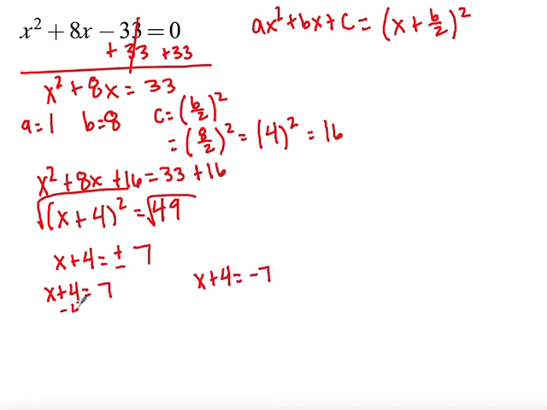So then I'm going to subtract 4 on both sides, and on the left side, I'm going to end up with x equals 3. On the right side, when I subtract 4 from both sides, I'm going to end up with x equals negative 11.